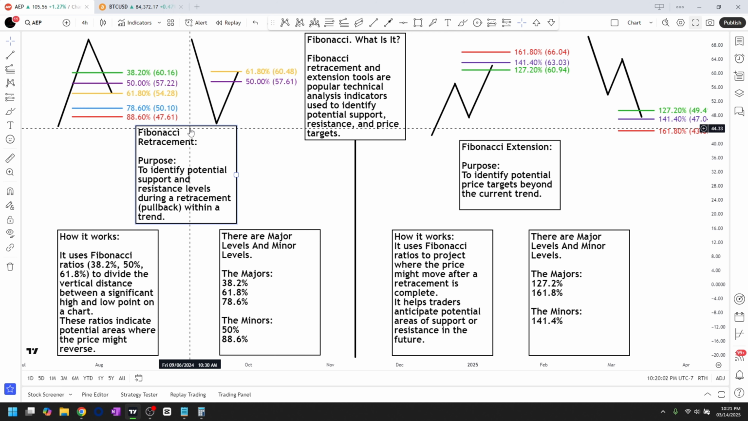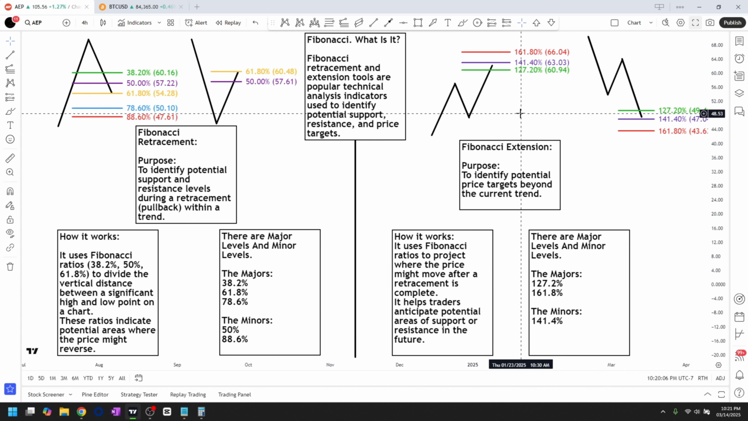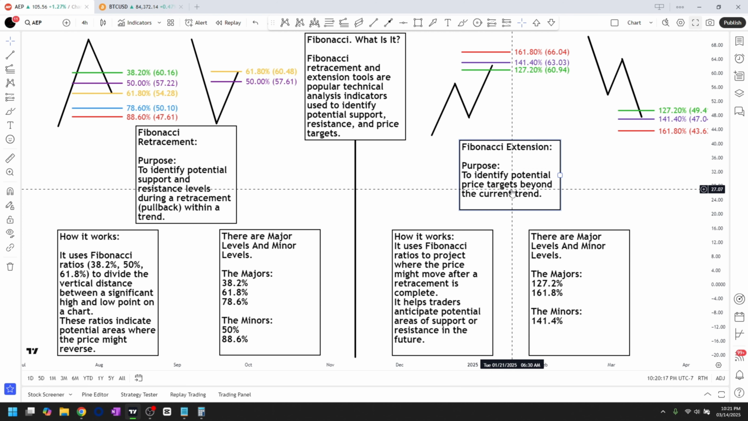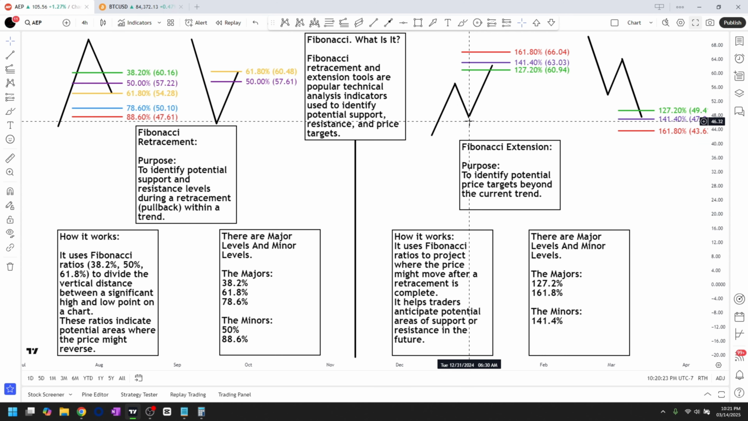Okay, so let's jump over and talk about extensions real quick, and then we'll head over to a whiteboard and do a little bit more. On the extension side, the purpose is to identify potential price targets beyond the current trend. So when you see the retracement come down, automatically you should start thinking extension and wanting to know where it is going to extend to.